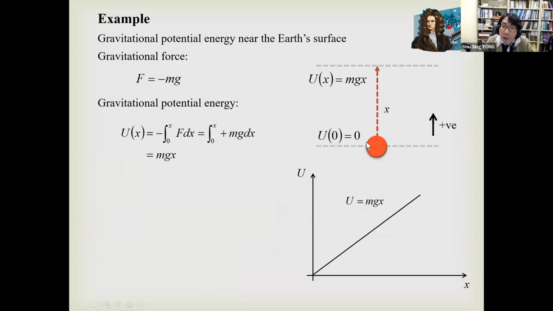Now we come to the case of gravity. We raise the object by a vertical height x near the surface of the Earth. The gravitational force is minus mg, downwards. So the formula tells me that I should integrate the gravitational force F, but with a minus sign, from 0 to x. So it now becomes plus mg, integrating from 0 to x. So that becomes mgx. And of course, that is the usual formula that you learned in high school, right? So if you plot U against x, you get a straight line. And the slope of the straight line is mg. Okay.